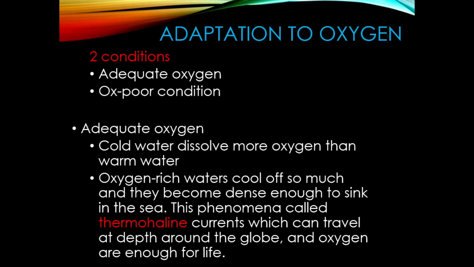In the deep sea there are 2 conditions: adequate oxygen and oxygen poor. For adequate oxygen, cool water dissolves more oxygen than warm water, and oxygen-rich water cools off so much that it becomes dense enough to sink in the sea. This situation is called thermohaline currents, which can travel at depth around the globe, and the oxygen is enough for life.